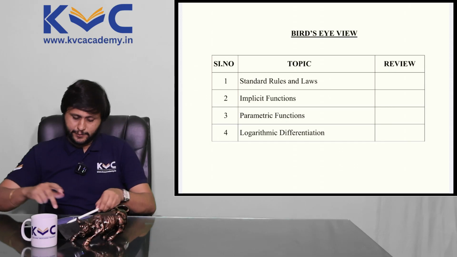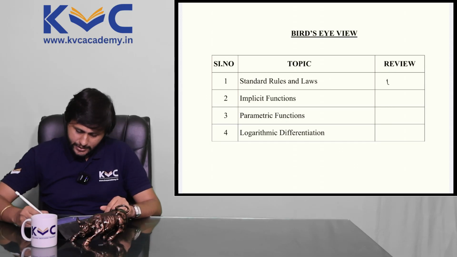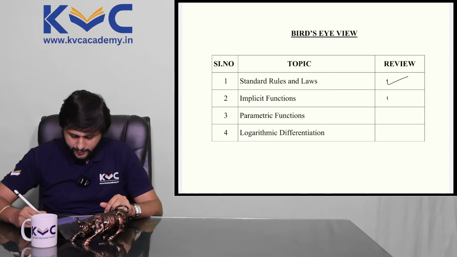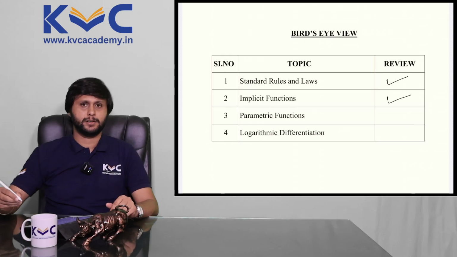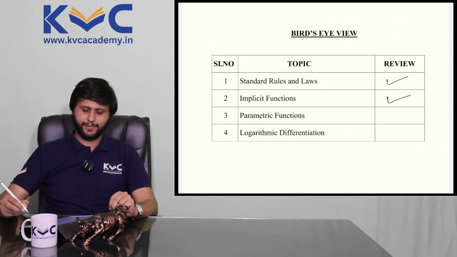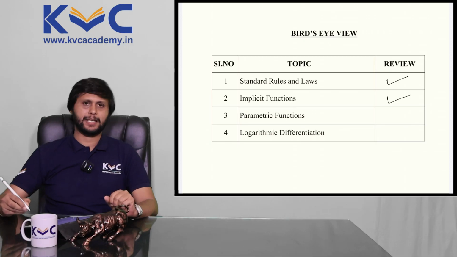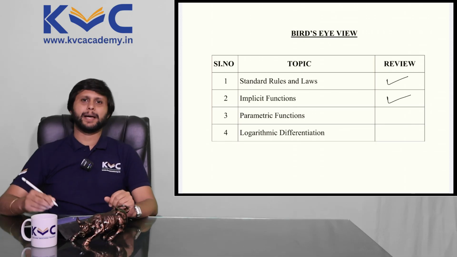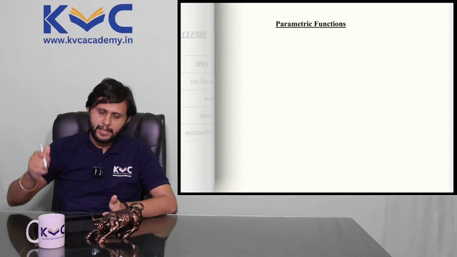That's it in implicit function. So we have already finished standard rules and laws, and now we have already finished implicit function. Two more parts to go: parametric, logarithmic. Let's see what parametric function is.